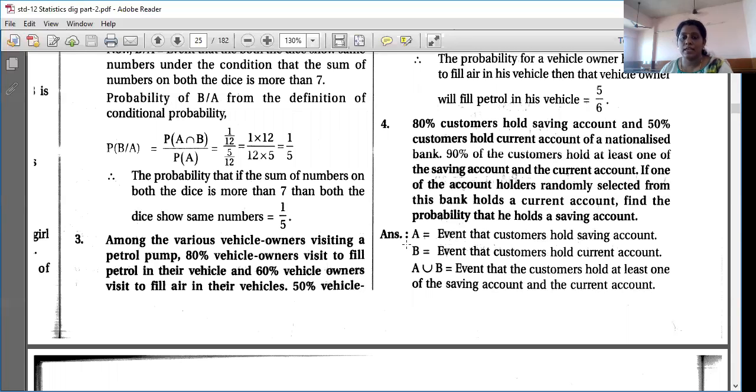So let us first write the events, right? A is the event that the customer holds a saving account, B is the event that the customer holds a current account, and A union B is at least one. When at least is there, we use the word either in the statement. If you do not know what will come, make it a hint that at least means the word either is used: either saving or current. So the event that the customer holds at least one of the saving account and the current account.